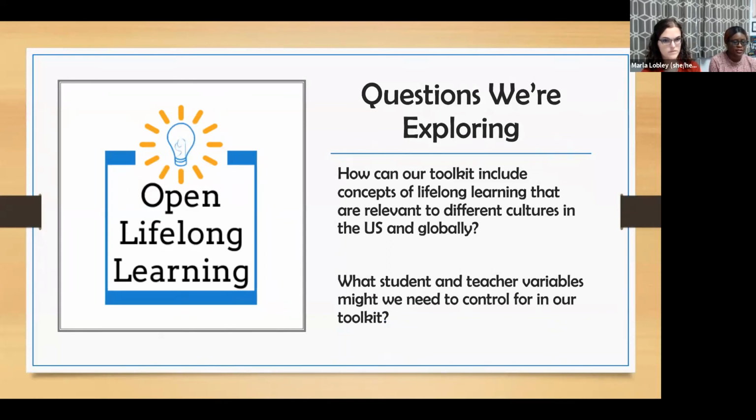And these are the questions that we are exploring in our research. We are exploring how can our toolkit include concepts of lifelong learning that are relevant to different cultures in the US and globally. We are trying to expand past the horizons and see how other people have implemented lifelong learning in their educational institution, both informal and formally.